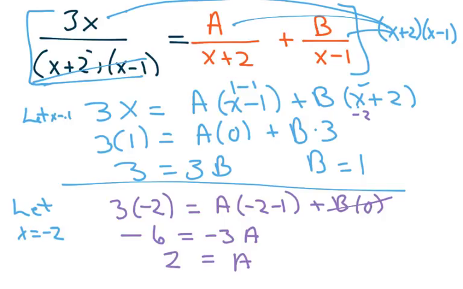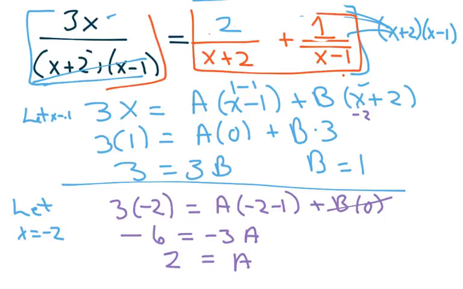And then all you have to do is come back up here, and I'm sorry, let me clean that up a little. My b is 1, so my b is going to be what? 1. And my a was what? 2. So if you were to combine these with getting the common denominator, you would get this. But this is our answer.